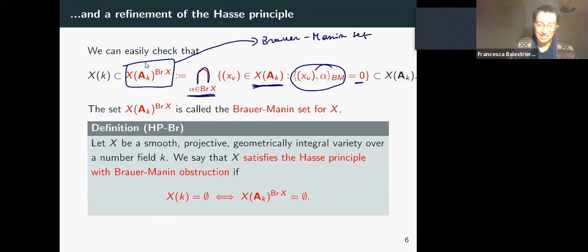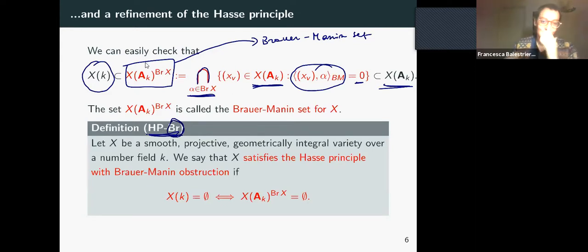By definition, of course, this is contained in the set of adelic points. And using the commutativity of that diagram, and the exactness of the bottom sequence, you can also show that the set of rational points is actually contained in the Brauer-Manin set. And so we can use this set as a refinement of the principle, and we get what I denote by HP, the Hasse principle with Brauer-Manin obstruction, BR.